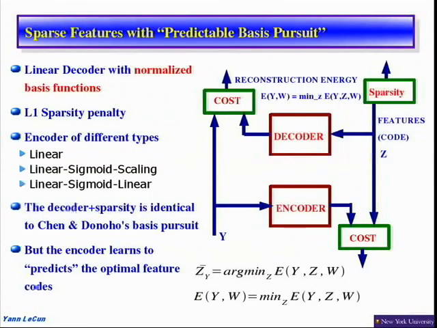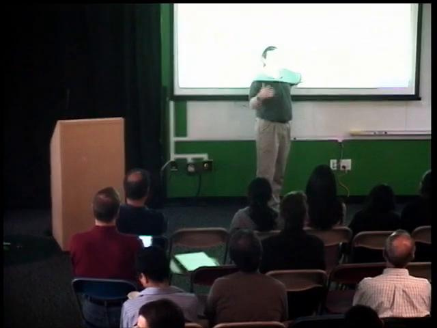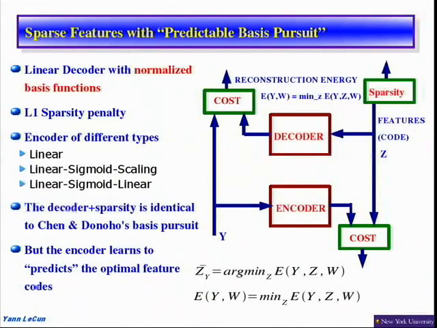All right, so the one method that we've developed very recently is something we call predictable basis pursuit. It's basically a basis pursuit where the decoder is linear, the sparsity term is L1, but the encoder is a number of different nonlinear neural nets. OK? So it's a version of basis pursuit where instead of having to minimize the energy function with respect to the code to figure out the features, you can predict them directly from the input using the encoder. And what the system learns to produce are codes that not only can reconstruct, but also are easily predicted by the encoder.